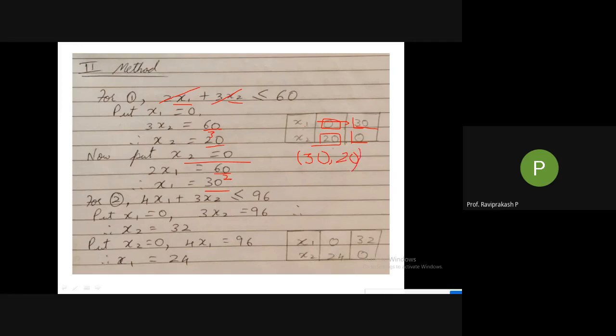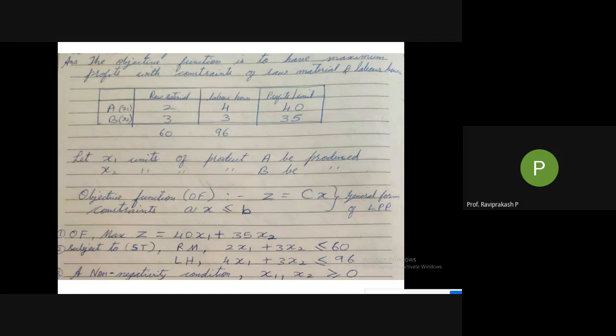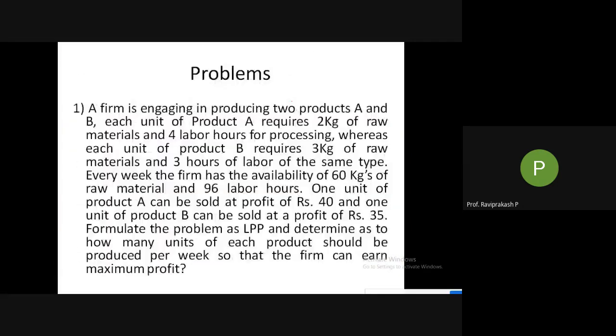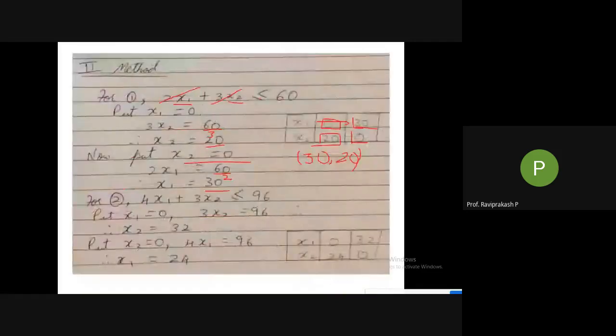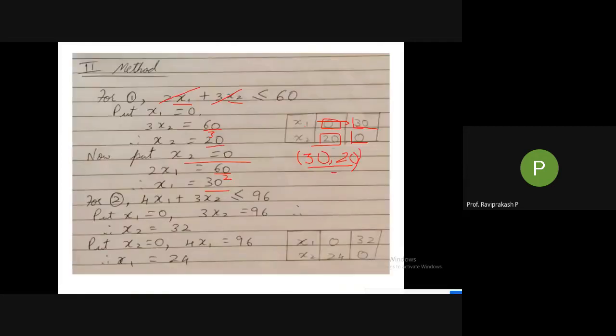So if you go back and check here, I've got 30 comma 20. Even here I am getting 30 comma 20. See here, 30 comma 20 here, and here also 30 comma 20. So both the methods will give you the same answer.